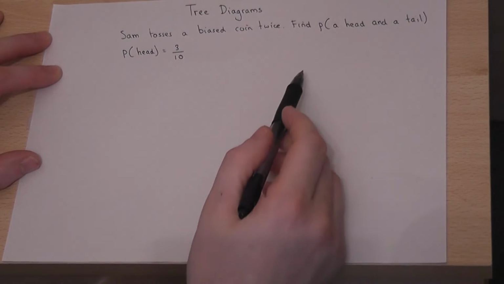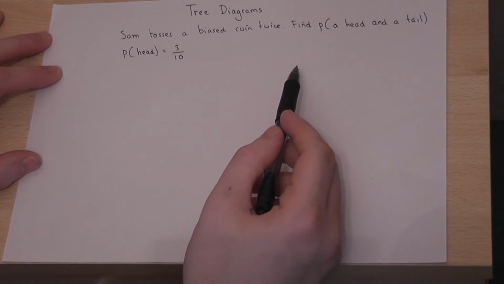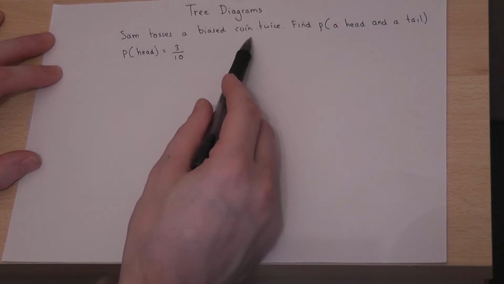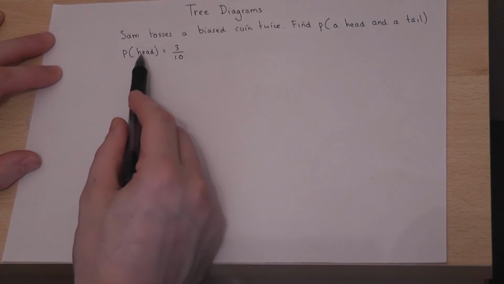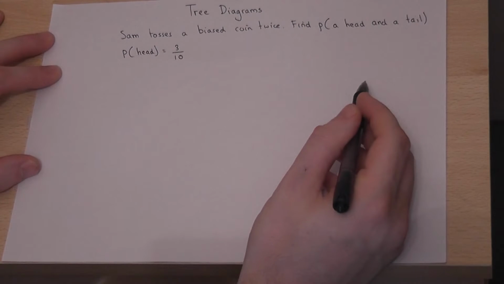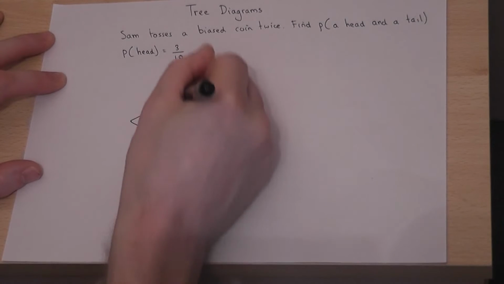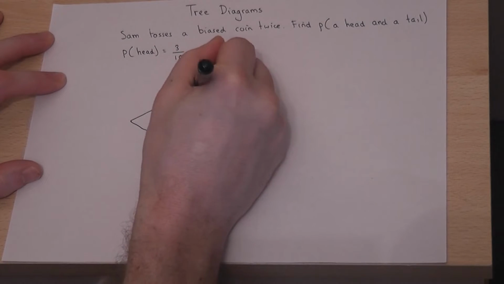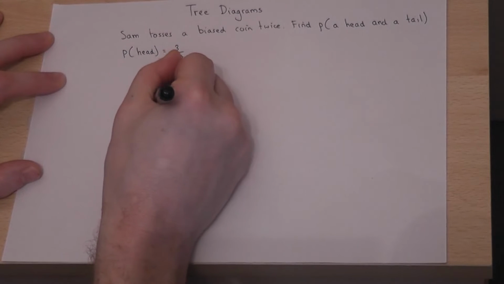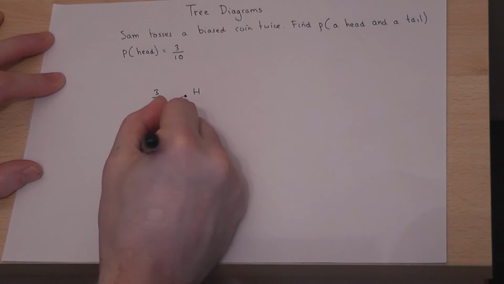This video looks at how we can use tree diagrams to solve potentially quite complex problems in probability. Now suppose Sam's got a biased coin such that the chance of getting a head is 3 out of 10, and he tosses this coin twice. When he first tosses the coin, he could get either a head or a tail. And the chance of a head is 3/10, so therefore the chance of a tail will be 7/10.